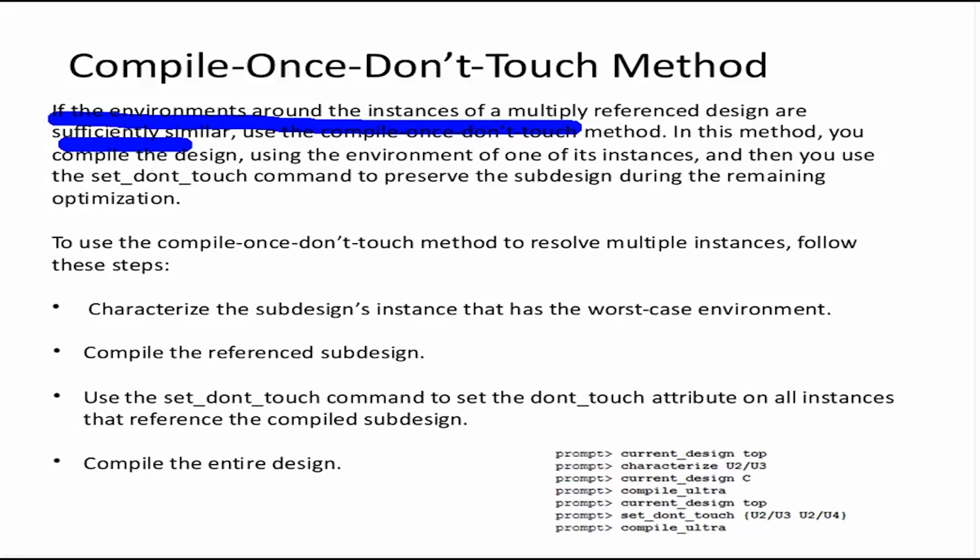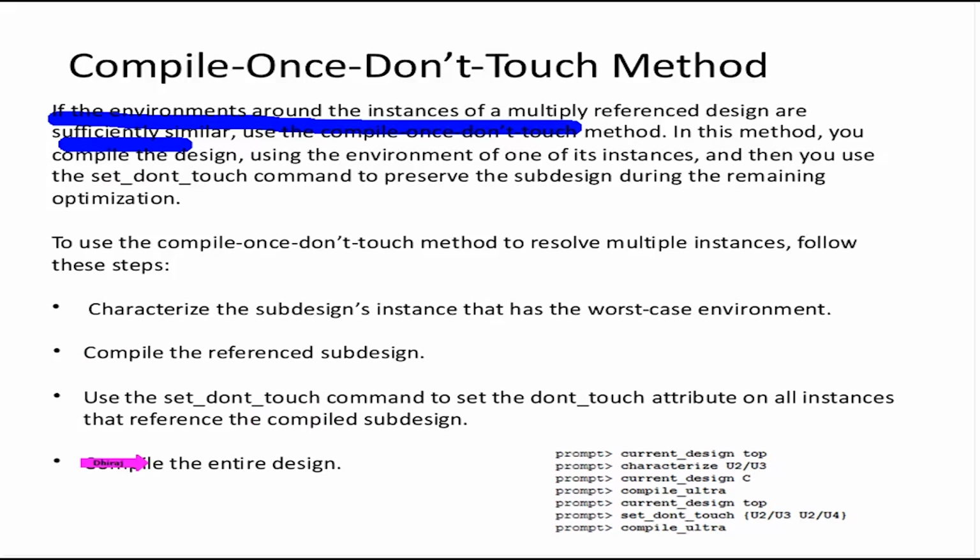In this method, we compile the design using the environment of one of the instances, and then use the set don't touch command. So these are the steps. We characterize the sub design instance. We use the characterize command as a second step, as a second iteration, just like we did for bottom up. It's the same case. We compile the reference sub design, set don't touch on it, and compile the entire design.